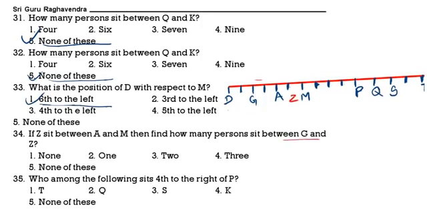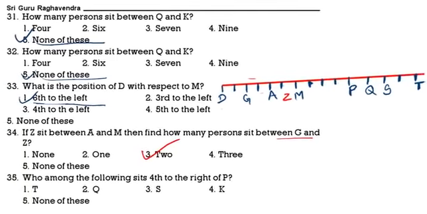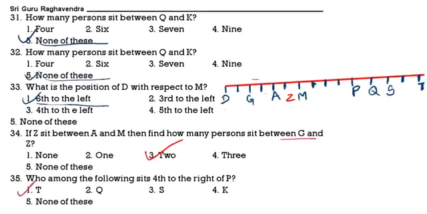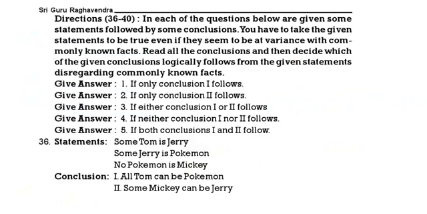Then how many persons are there between Z and Z? Between Z and Z there are two persons. Then who is sitting fourth to the right of P? So this is P. P right fourth we are having T. T is the correct answer. Option 1. See the next question.